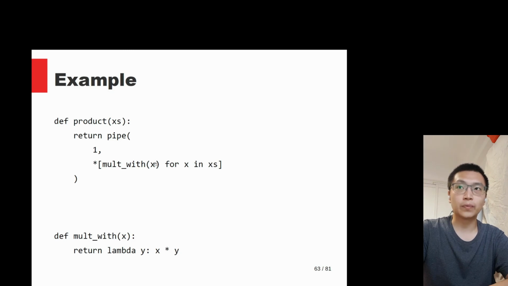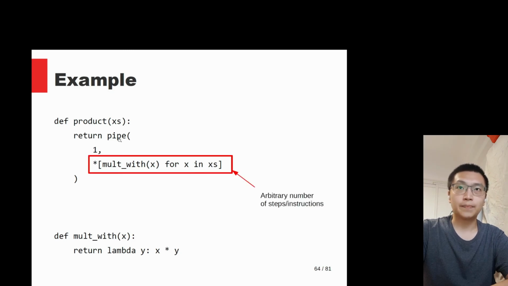How does this code work? This code works by piping the starting input 1 with an arbitrary number of steps or instructions over here. Here I use star of a list of instructions.